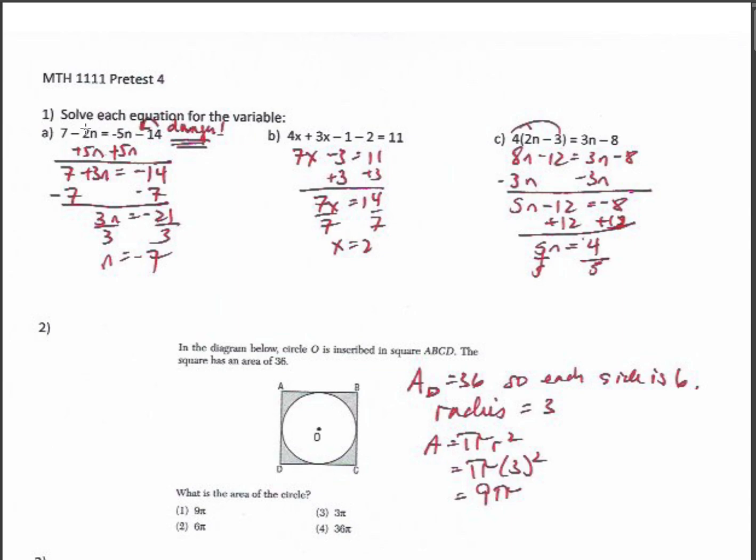So that's 7, and then negative 2n plus 5n is 3n. Equals, and now here's your danger moment. That 14 is negative, so make sure you bring down the negative 14.